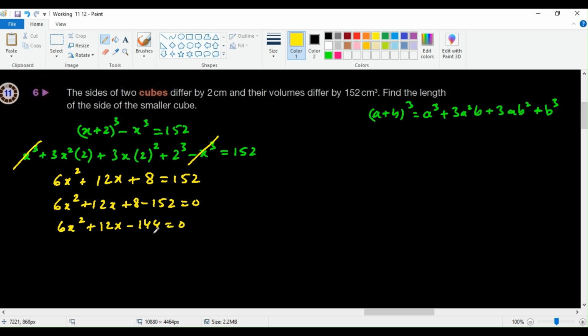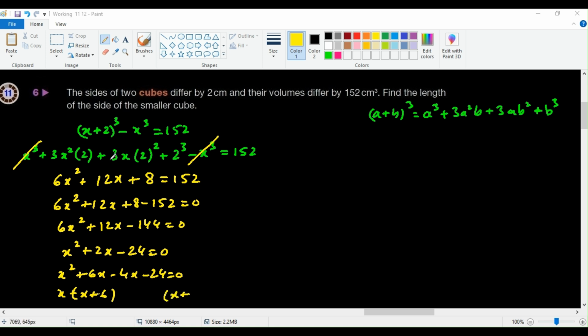Dividing the whole equation by 6 is going to give us x² plus 2x minus 24 equals 0. Now we know very well 6 times 4 is 24 and 6 minus 4 is going to give us 2. So I will write plus 6x minus 4x minus 24 equals 0. So x and x plus 6 is going to be in the first bracket.